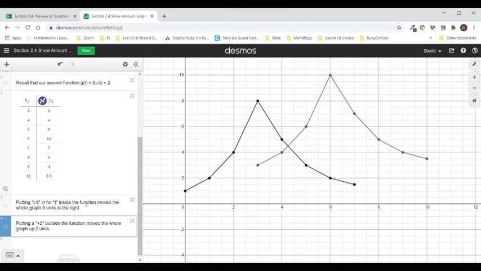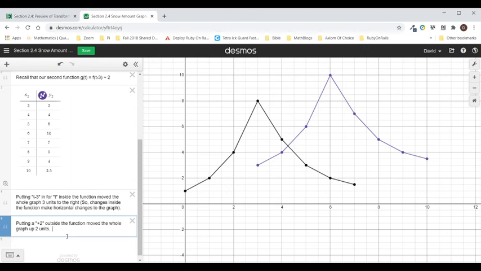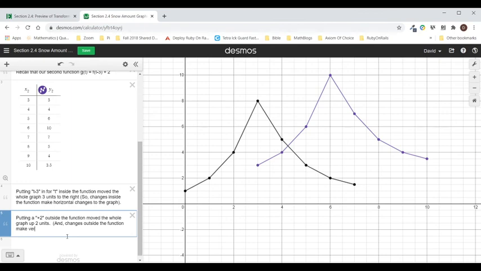Let's put a little conclusion that the book actually wants us to always make. So, changes inside the function make horizontal changes to the graph. Left and right. And down here we'll change this to what the book wants us to do here. And changes outside the function, like the plus 2 outside the function, make vertical changes to the graph.